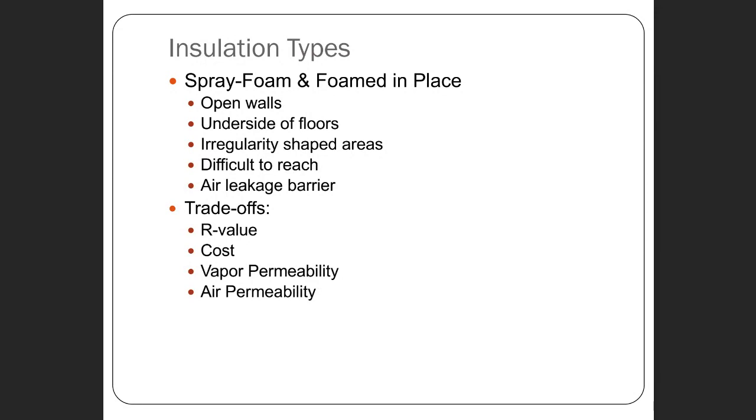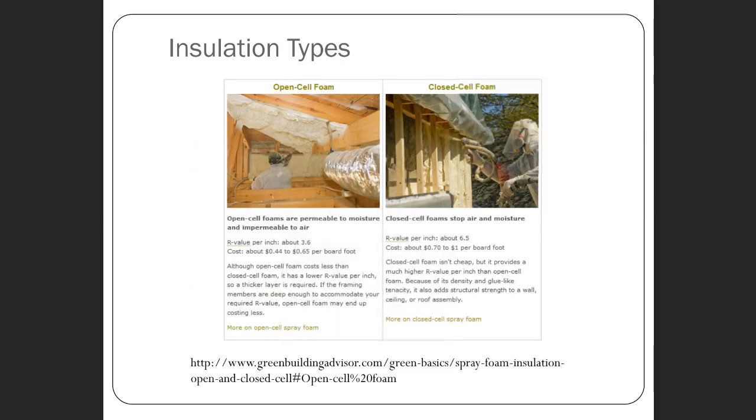Right, we also have spray foam insulation, or foamed in place insulation. Some applications here might be open walls, underside of floors, areas that are irregularly shaped or hard to reach. The advantage of a spray foam or foamed in place is that it also provides an air leakage barrier as well as the insulation. So here's some pictures.